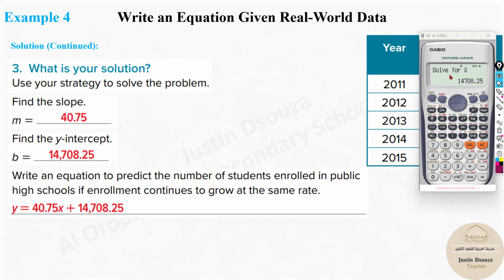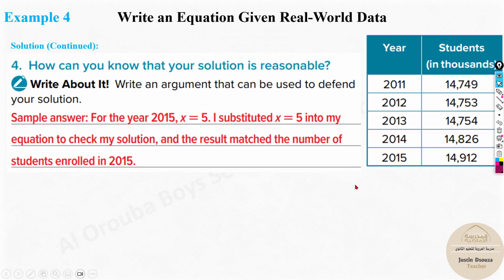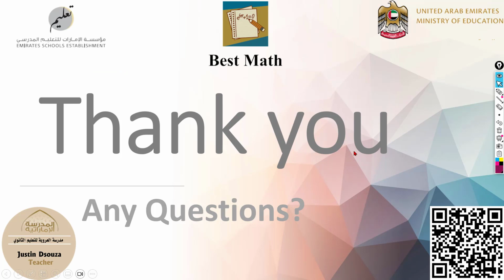Let me just show it to you. What the last part means is 2015 is 5, right? So 40.75 into 5 plus 14,708.25 must and should be equal to this value 14912. Obviously, because you use these values to get the slope and the intercept, so it must come the same. Okay, that's it. That's the answer, and that's the end of this lesson.